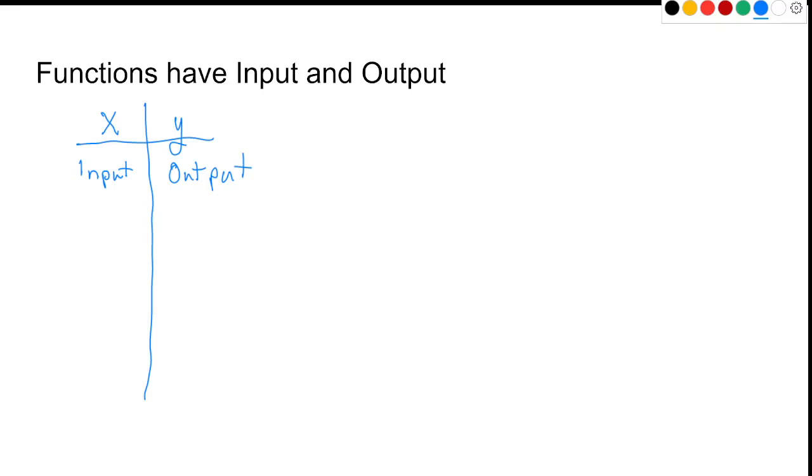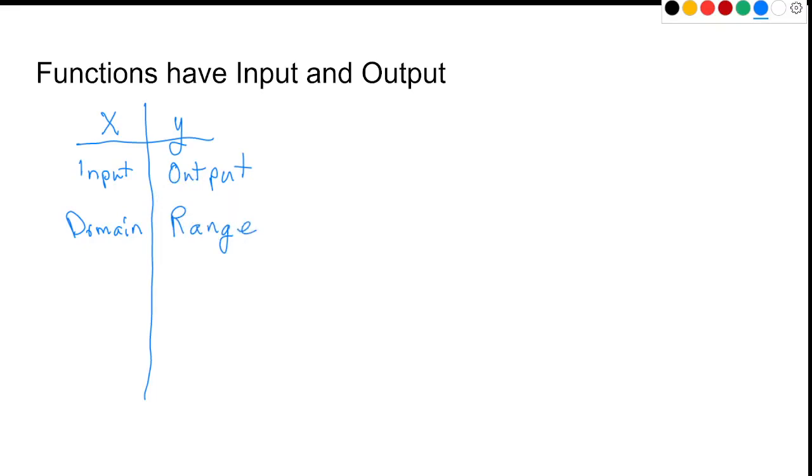When we talk about the input, we're talking about a particular value for x. When we want to talk about all the values, we call that the domain. So the domain of the function would be all possible input values, all possible x values. And we do the same for the range. Output is a particular value, but when we want to talk about all potential values, we call that the range.